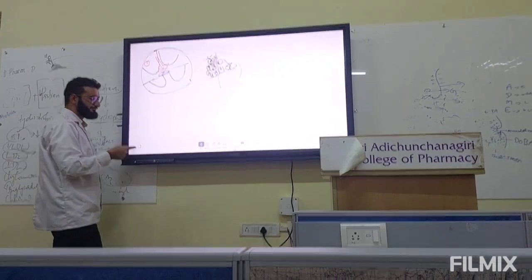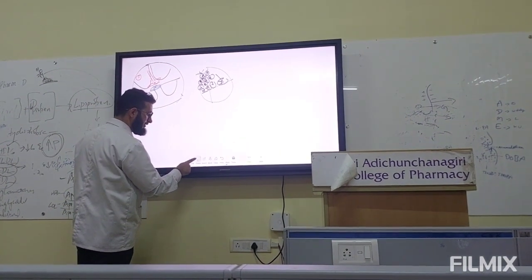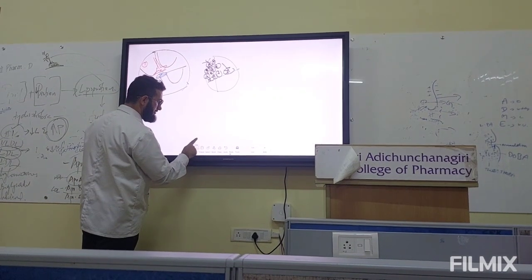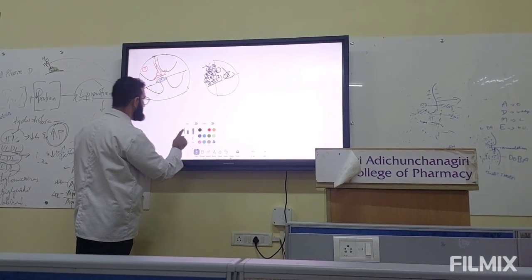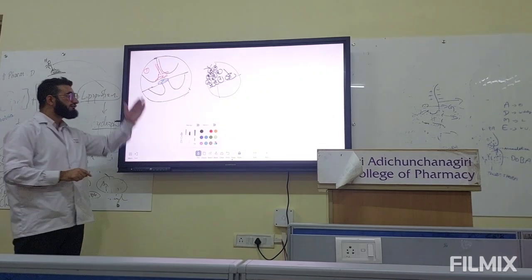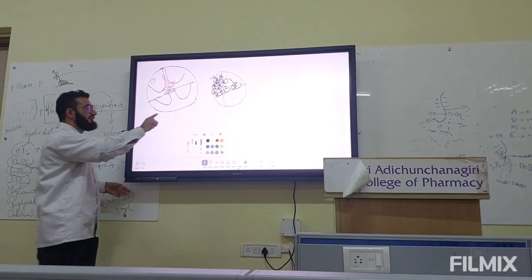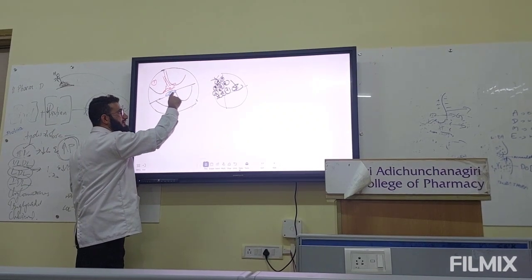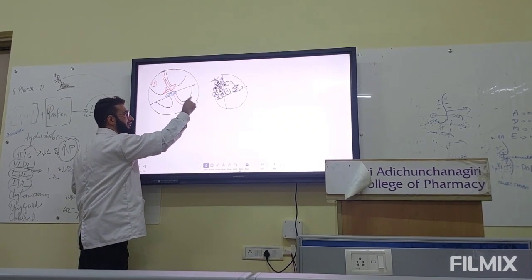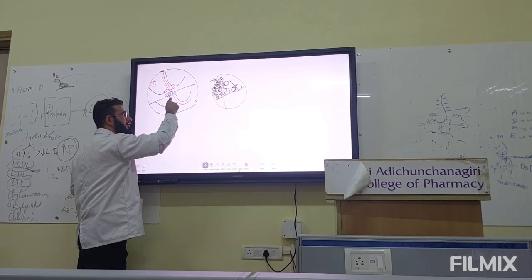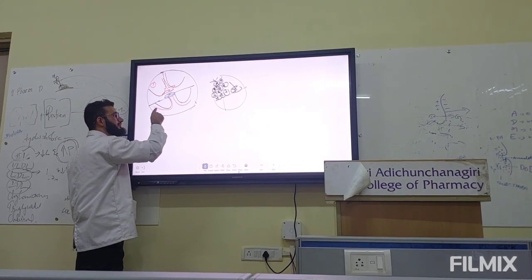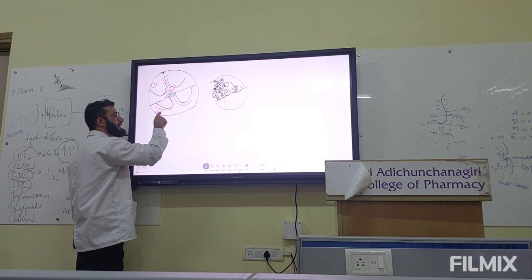Then the third one is, see, after the AV node, what is the conduction system? Bundle of His. See, this is the bundle of His, represented by pink color, and then Purkinje fibers.